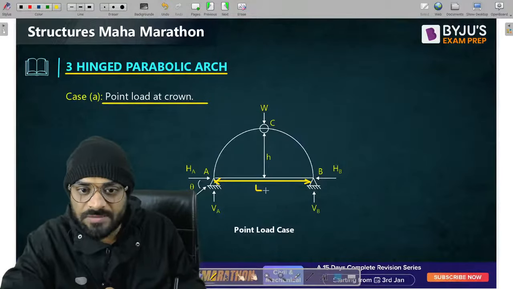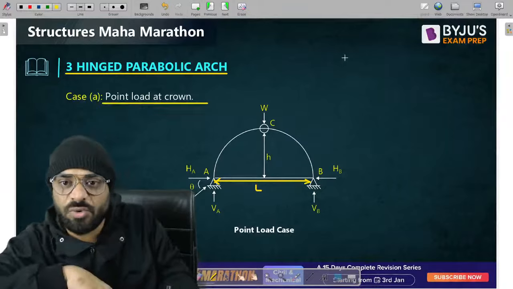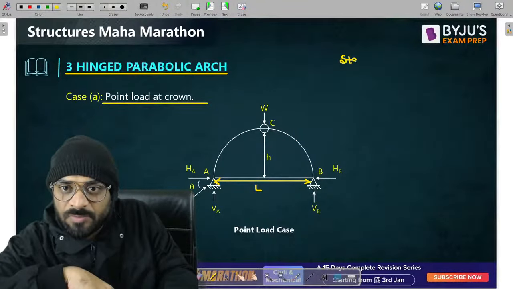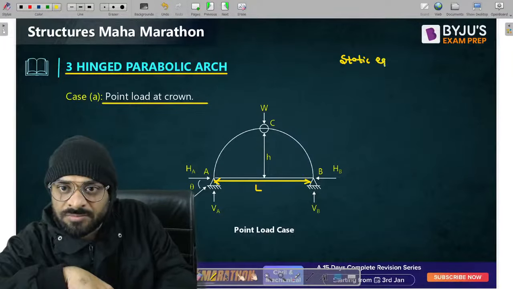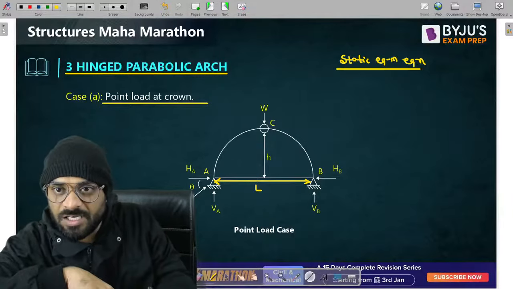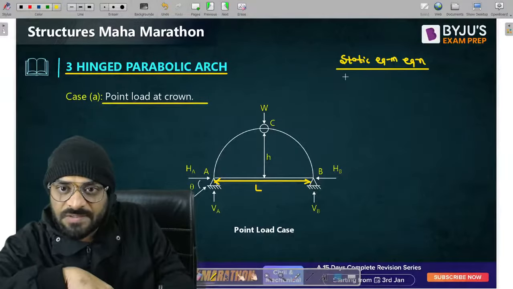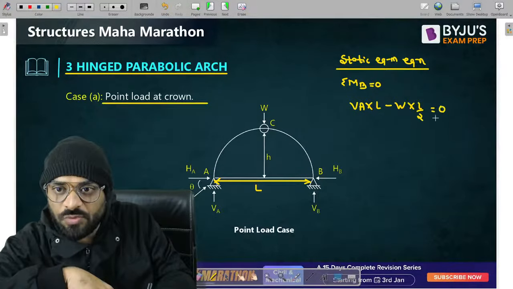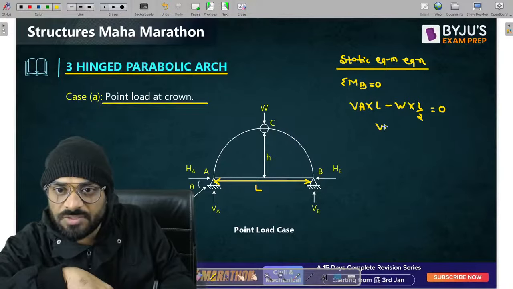Now what we have to do, guys, is apply the static equilibrium equations in this particular case. So first I will write summation of moment at B is equal to 0, so that we are able to find the value of VA easily. VA into L minus W into L by 2 should be equal to 0. So VA is equal to how much?